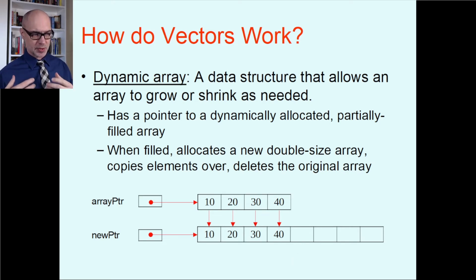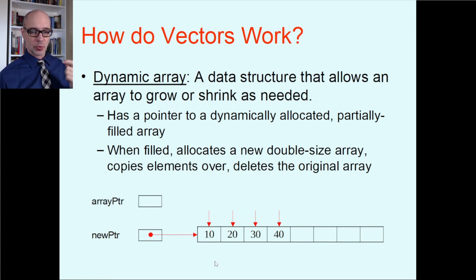Okay, so we've copied all the stuff over there. And at that point, you can delete the original array, and that goes away, okay? And then this array pointer, which is one of the member data in your vector object, you set that to point at the new array. And so what the array pointer used to be looking at, now you've got this double-sized array, and you have some extra space at the end to add more stuff in it. And that's actually how vectors work.